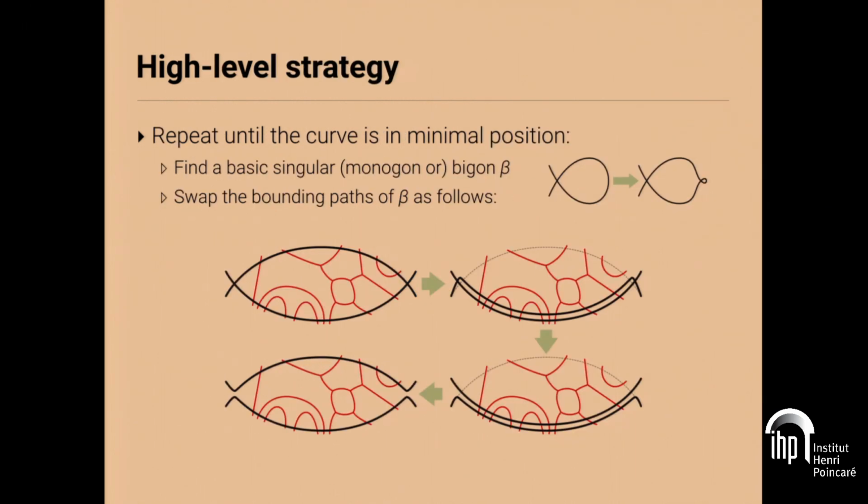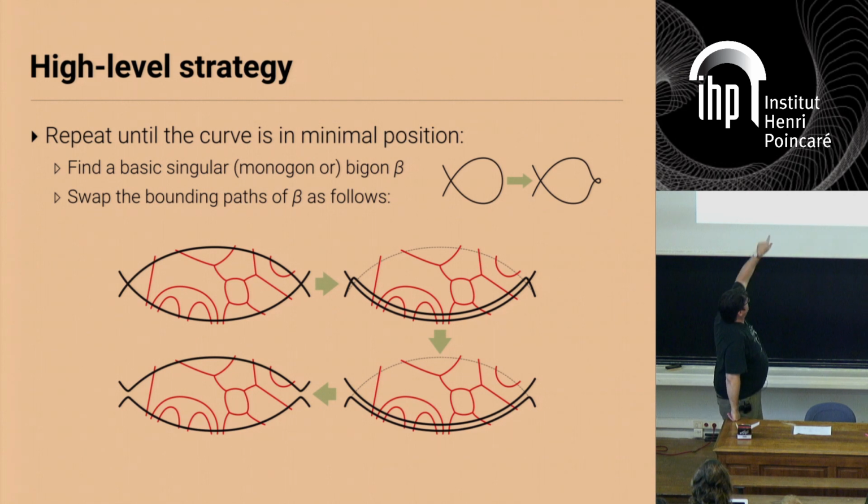Now the high-level strategy then is we're going to look for a basic singular monogon or bigon. If it's a monogon, we'll do a 0-1 move to turn it into a bigon. Now we only have to think about bigons. This picture is the lift of the singular bigon up to the universal cover. It's carved into a bunch of pieces by the tiling. Those red lines are the edges of the tiling, or a cartoon of the edges of the tiling. The intersection can be all kinds of ugly. All we know is any interior vertices have degree 3.